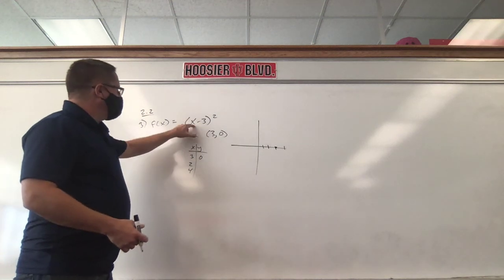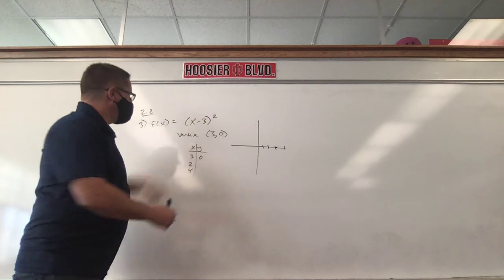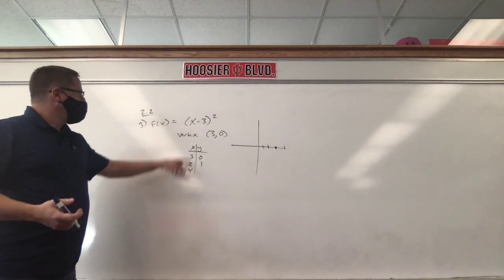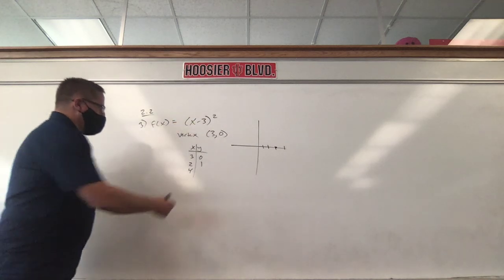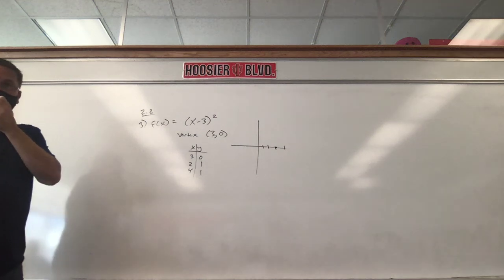So if I plug in 2, 2 minus 3 is negative 1. Negative 1 squared is 1. Now, if you really want to, plug in 4. You can. 4 minus 3 is 1. Squared is still 1. It's symmetrical. It's going to be the same. If it's not, your calculations are messed up, okay?